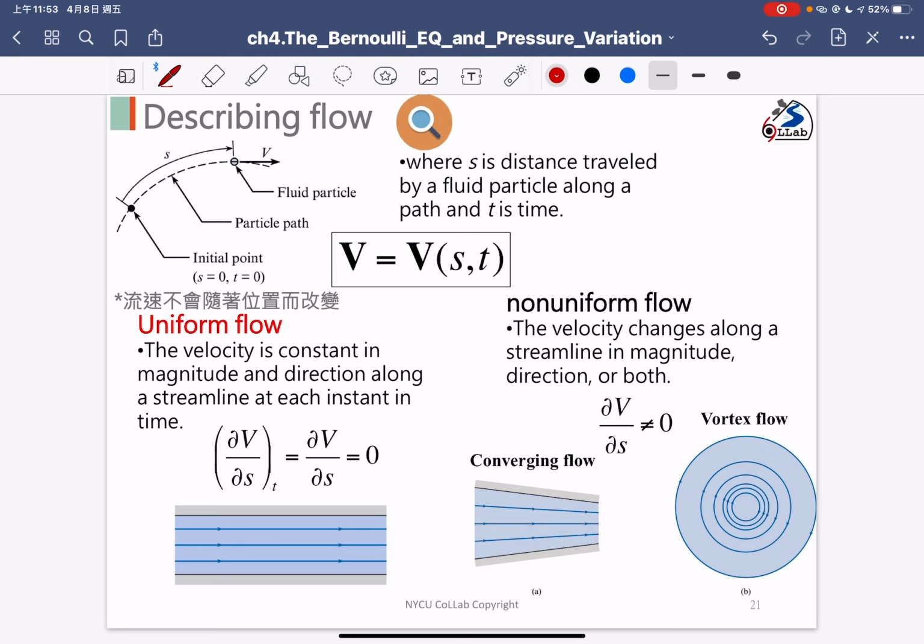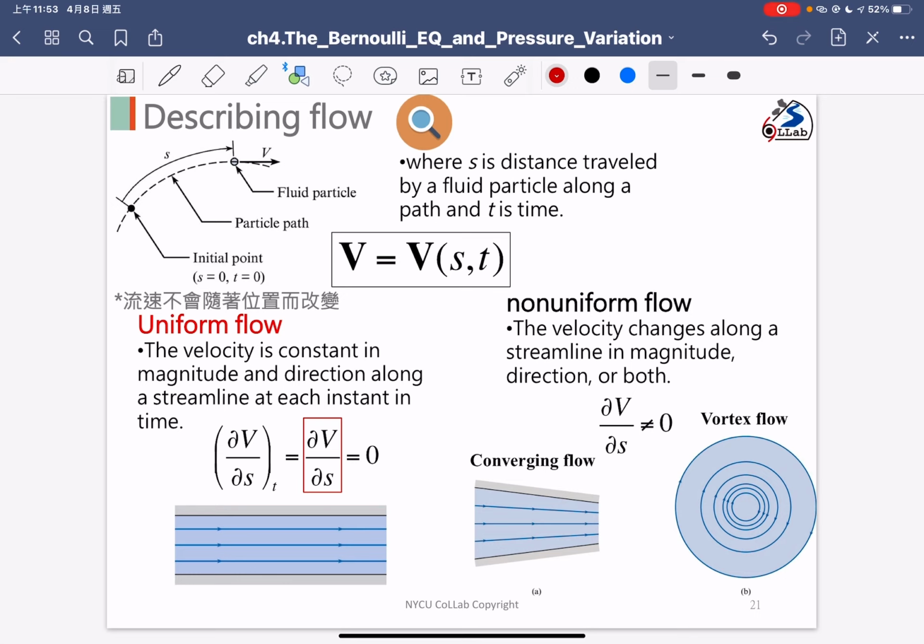So if you compare the steady and the non-steady, how different? Uniform indicates that the physical property doesn't change with location. That means the flow is uniform flow. So for our fluid problems, we will say the velocity field doesn't change with different locations. That means the flow is uniform flow.